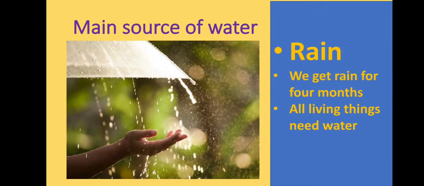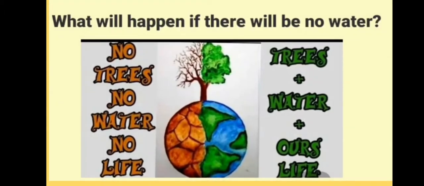Students, the main source of water is rain. We get rain for 4 months. All living things need water. And think, what would happen if there were no rain, no water? Then there will be no trees. No water, no life. And when there is water, trees will be there and lives also. So from the picture itself it is clear that water is very important for us. It is very precious.